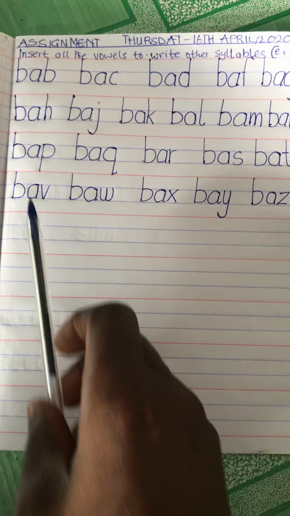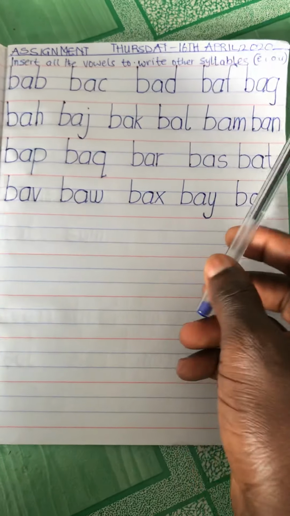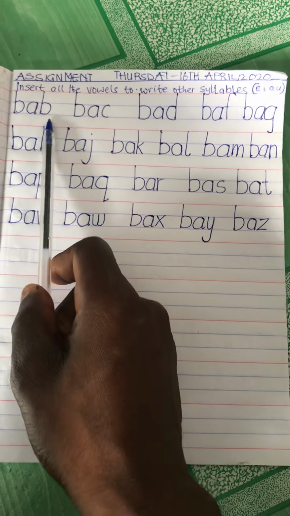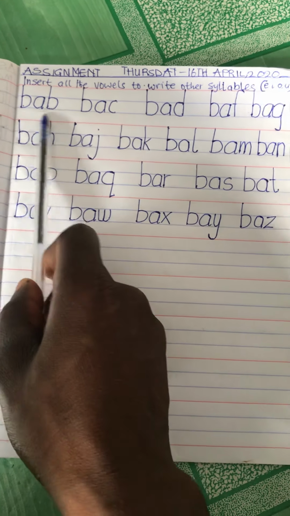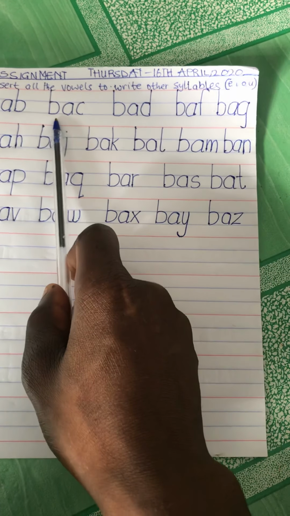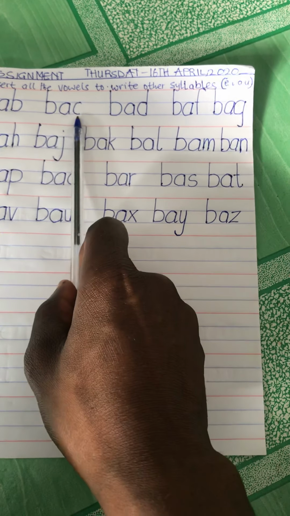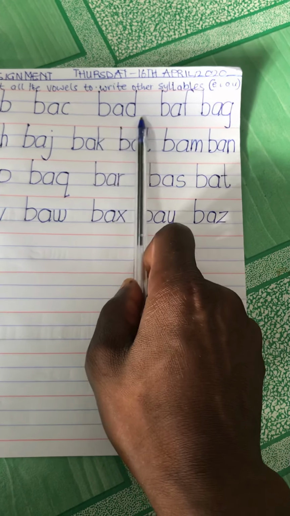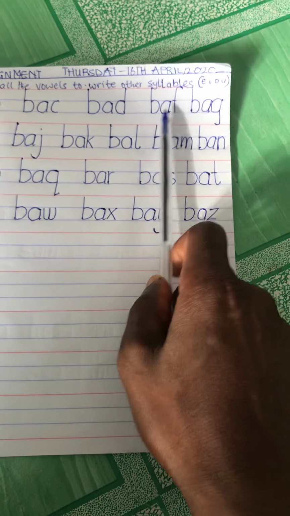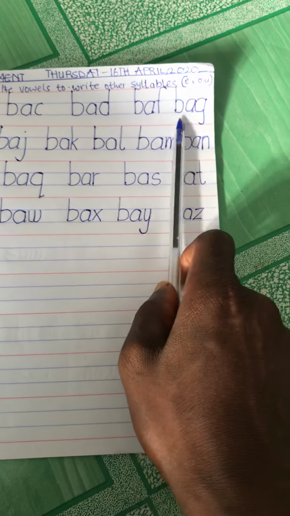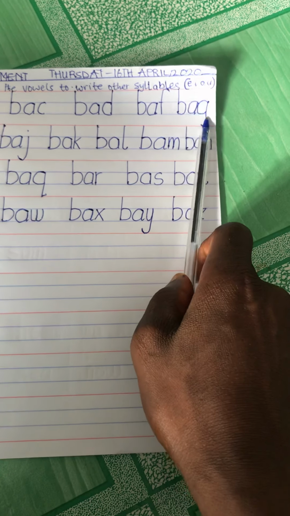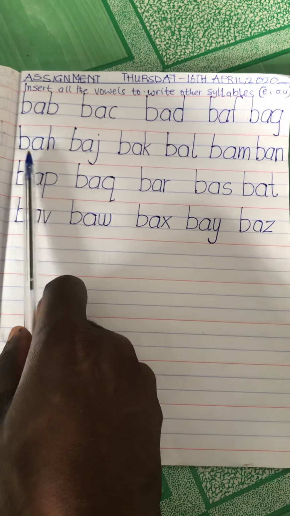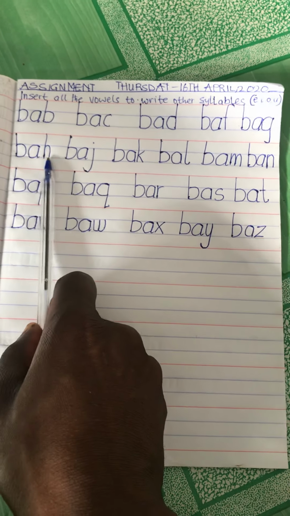We mostly focus on the sound of the alphabet. This is B, this is A, and this is B. So we have bab. This is b, a, k, back. So b, a, d, bad. This is b, a, th, bath. This is b, a, g, bag.